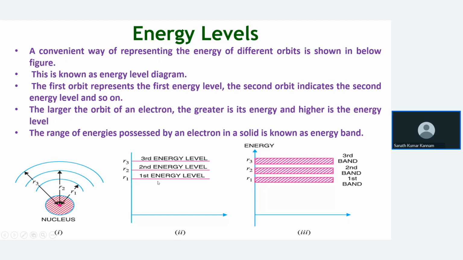Suppose you take any compound or any matter, then you have a group of carbon atoms which are bonded by covalent bonds, by sharing of electrons. Some millions of carbon atoms are there. If you take the group of carbon atoms, we define these energy levels in terms of what? Energy bands. So the range of energies possessed by electrons in a solid is known as an energy band.